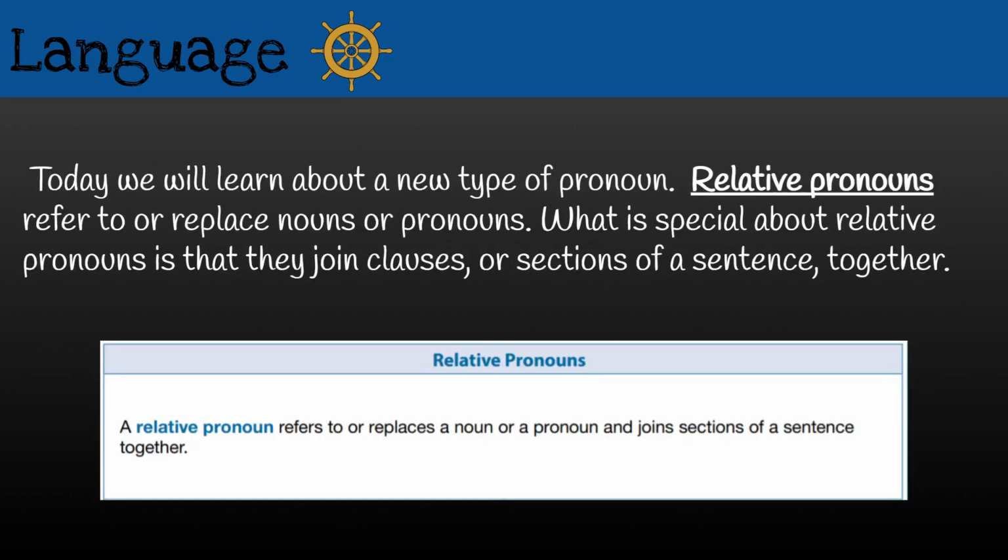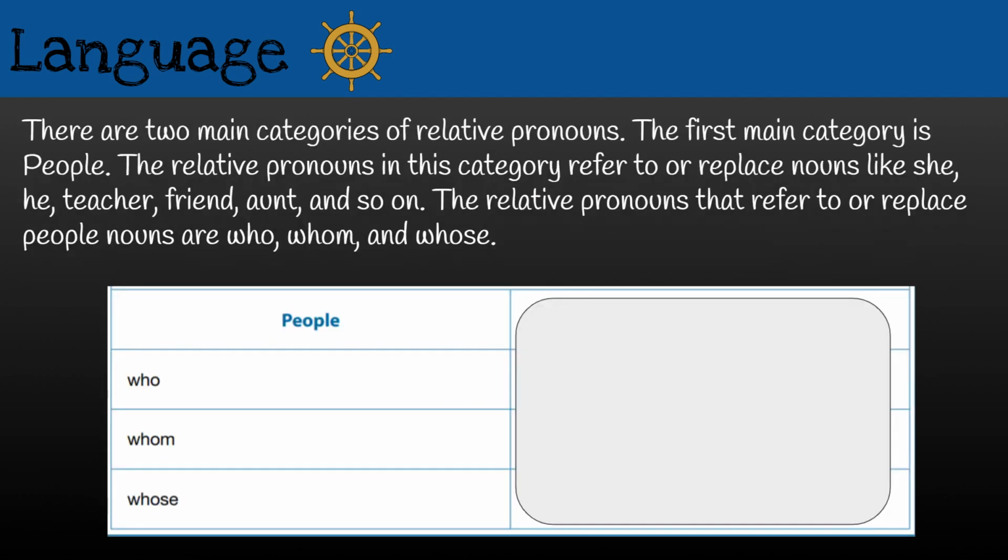So today we're going to focus on relative pronouns. Relative pronouns refer to or replace nouns or pronouns. What is special about relative pronouns is that they can join clauses or sections of a sentence together. So we have two main categories. We have people and we have things.